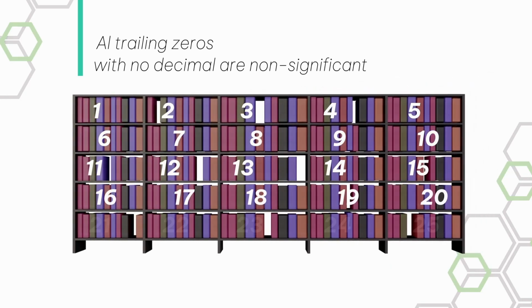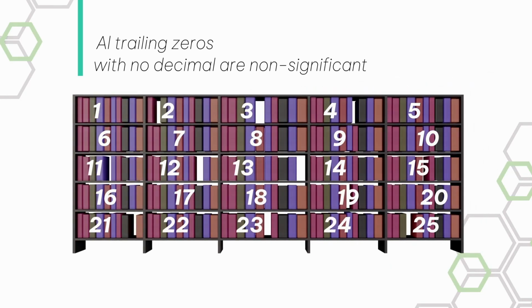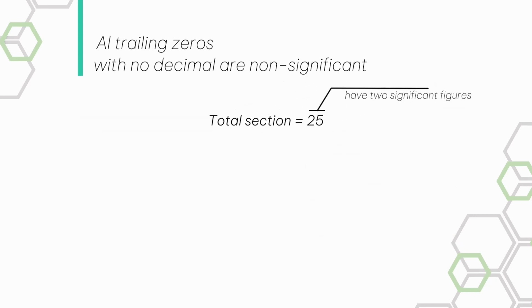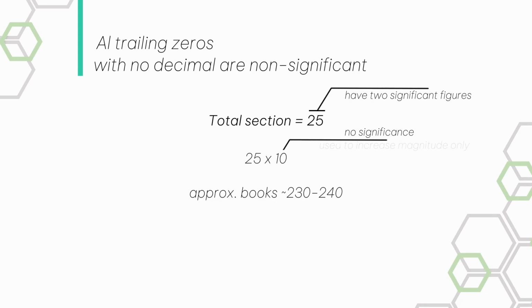So in this case we are counting the number of sections, not the number of books. And here the total number of sections is 25, and there are only 2 significant figures in this number. Here the number of estimated books, which is a little less than 250, has come after multiplying 25 by 10. And here this 10 has no significance. It is just being used to increase the magnitude of the number of sections. Hence there are only 2 significant figures in the estimated number of books also.